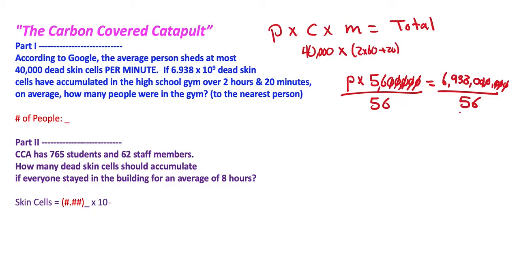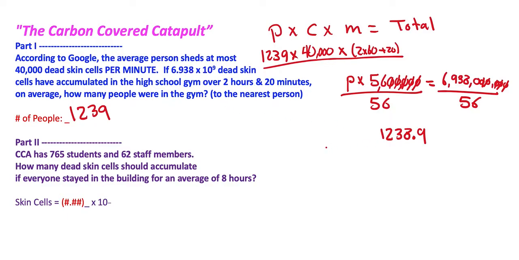I don't have this pre-calculated, so I'm so sorry. Here we go. 69380 divided by 56 is, I get 1238.9. So to the nearest person, I think there were 1,239 people in that gym. If you wanted to check your work, you can throw a 1239 right there and multiply those numbers, and you would probably get a scientific notation number about this big.